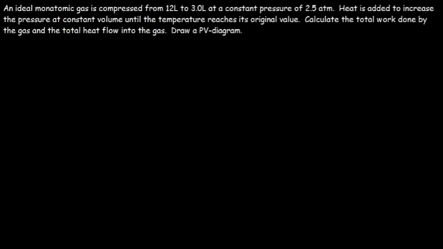An ideal monoatomic gas is compressed from 12 liters to 3 liters at a constant pressure of 2.5 atm. Heat is added to increase the pressure at constant volume until the temperature reaches its original value. Calculate the total work done by the gas and the total heat flow into the gas. And also draw a PV diagram. So let's do that first.